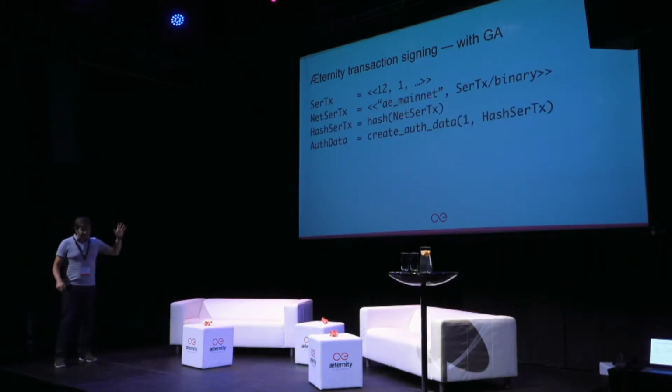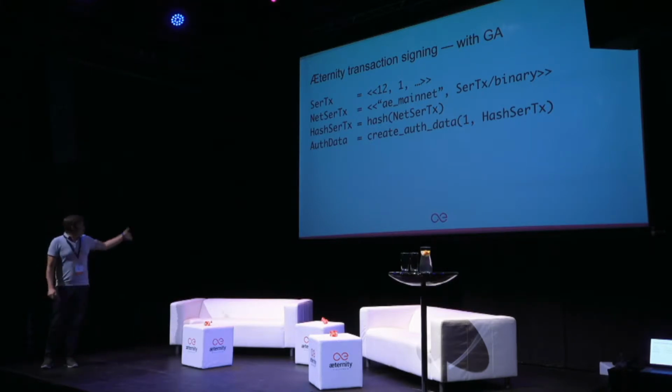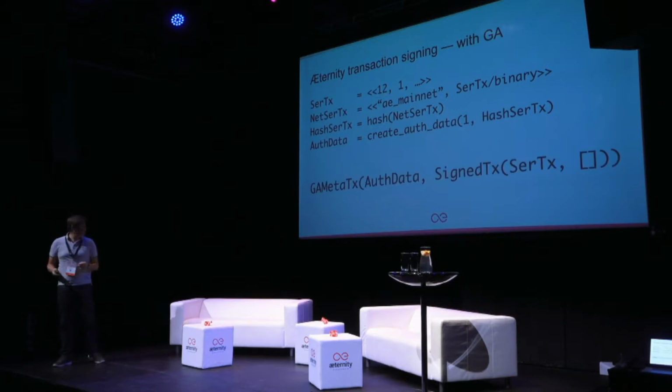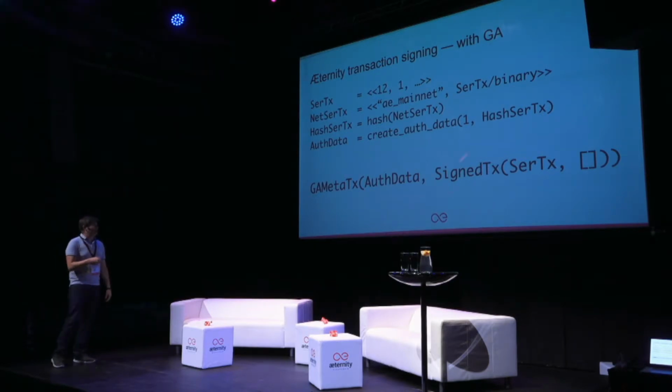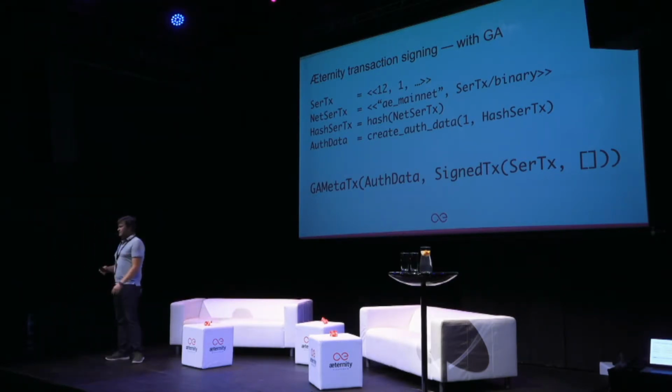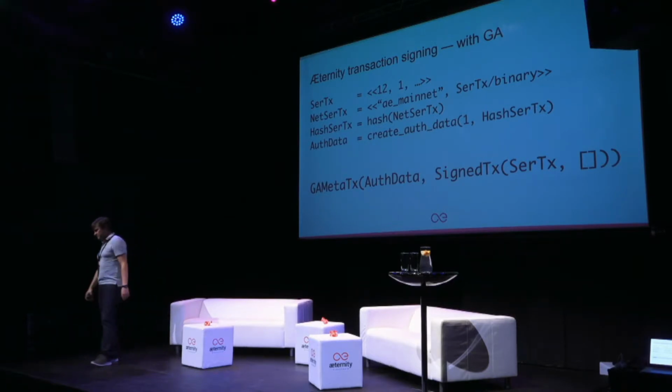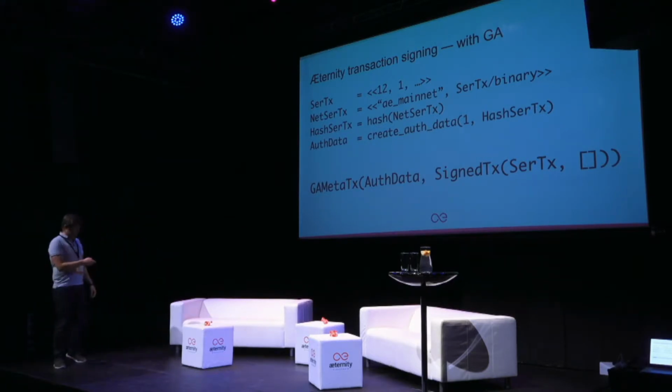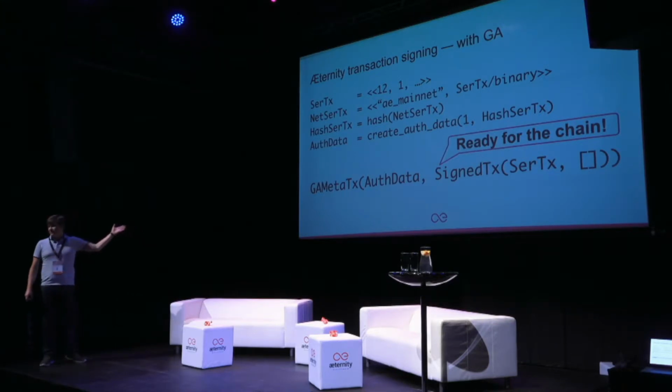So yes, there. And then once I have prepared this authentication data, as I mentioned before, we have to wrap it. So we take one of those meta transactions, we put this authentication data in there, and we also build, for technical reasons, a signed transaction without the signature. So we basically put the serialized transaction in there, but without signatures. And this is ready for the chain.